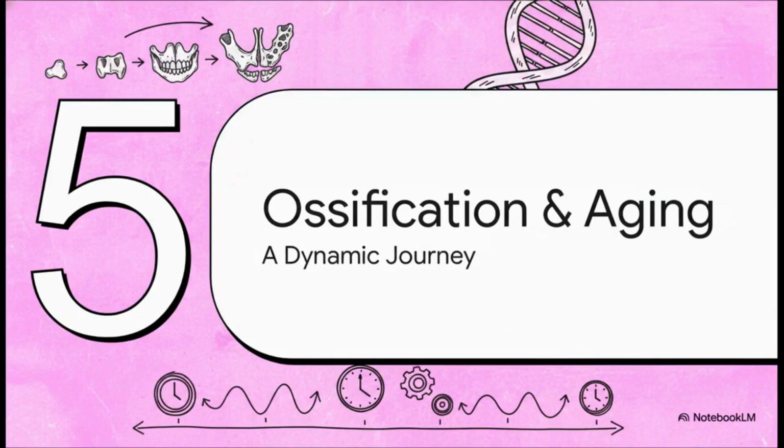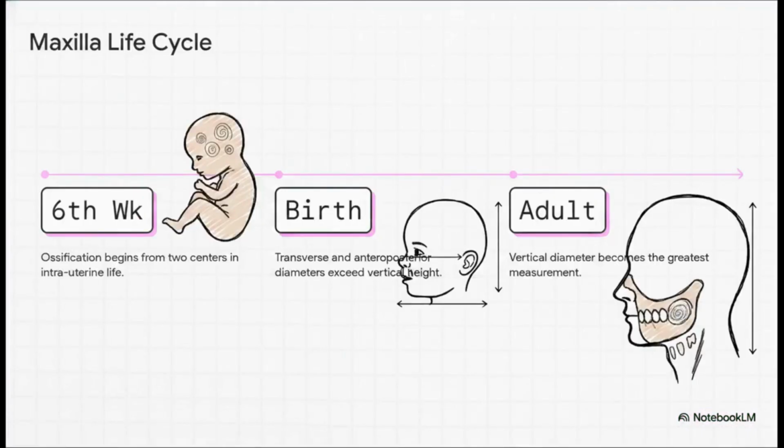Section 5. Ossification and age changes. For our last section, let's look at this over time, because the maxilla is definitely not a static object. Its ossification, where the tissue actually turns into bone, starts incredibly early. We're talking the 6th week of intrauterine life.